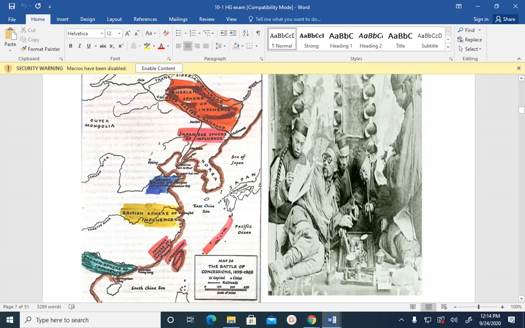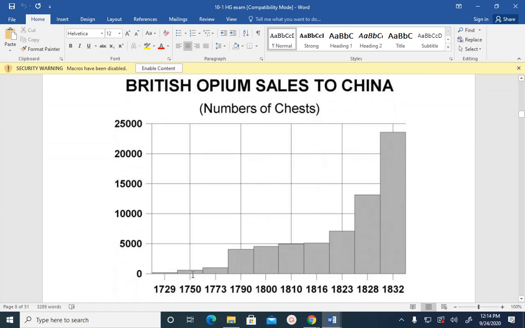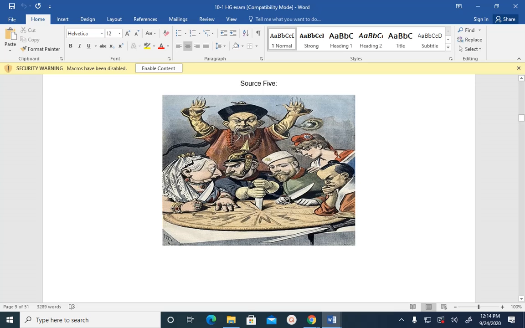We've got the opium dens. We've got the spheres of influence in China. So we might pull some sources like this. Here's the opium sales in China as they explode, as they're forced to open their borders up. Here's that cartoon that I mentioned today.